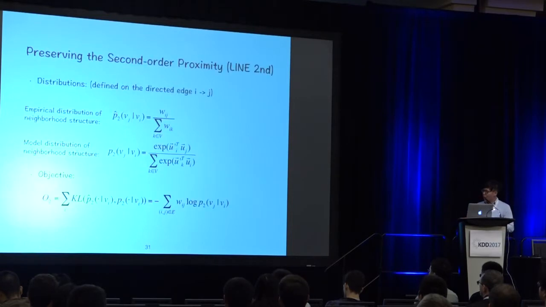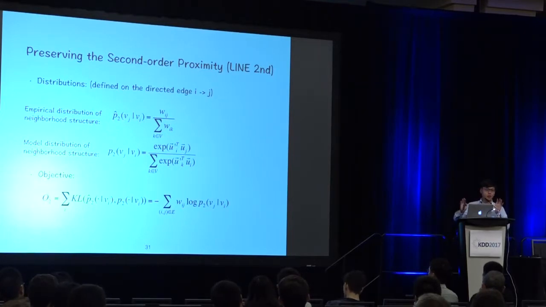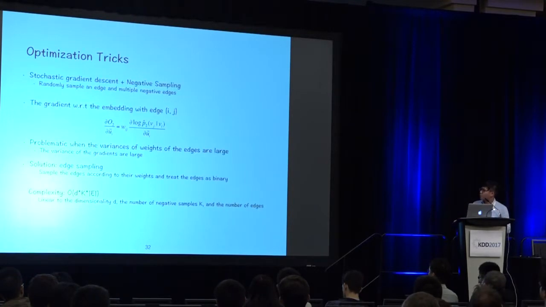So you can go back to this objective function. If you sample the edges with the probability proportional to their weights, and then treat the sampled edges as binary, then the overall objective function remains the same, right? For example, if there's an edge whose weight is 10, you can just treat it as 10 binary edges. In this case, the objective function remains the same, but the problem can be solved, okay? And the final complexity of the overall optimization is very efficient, which is linear to the dimension d, the number of negative samples k, and also the number of edges.